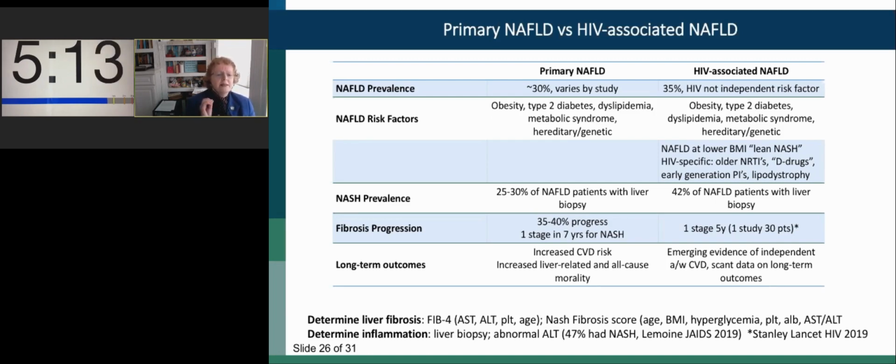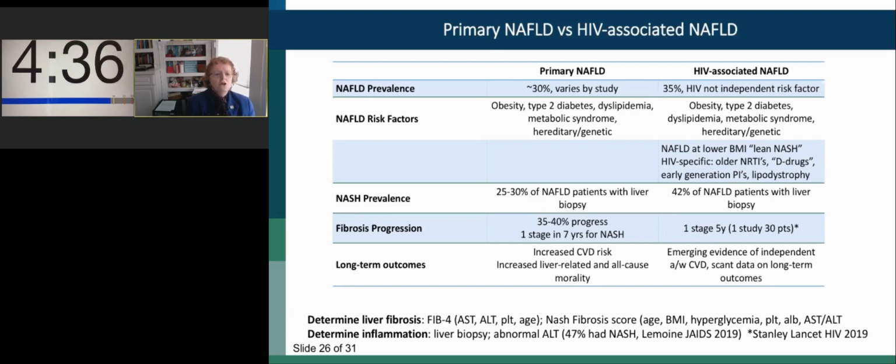NASH prevalence, that is inflammation and fat, is about 25 to 30% of NAFLD patients who receive liver biopsy, and it certainly appears higher in studies of HIV patients, 42 to 45% of patients who had a liver biopsy. Fibrosis progression in patients with NASH is 1 stage in 7 years in primary NAFLD, and appears to be faster in a tiny study performed recently, so we need more data on that in HIV.